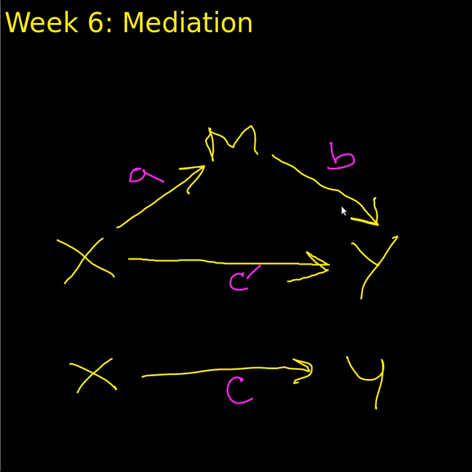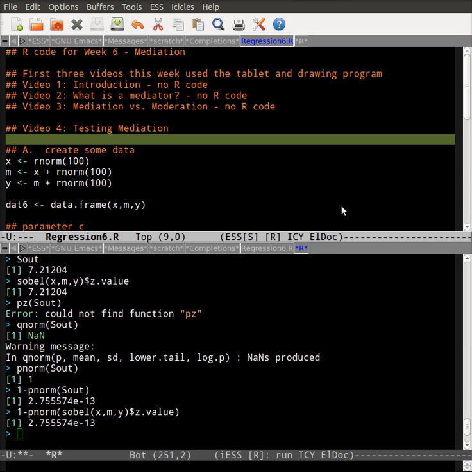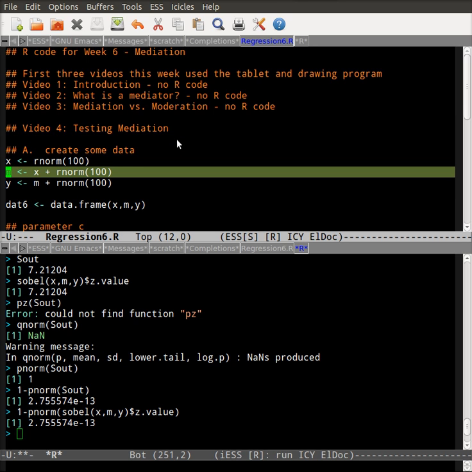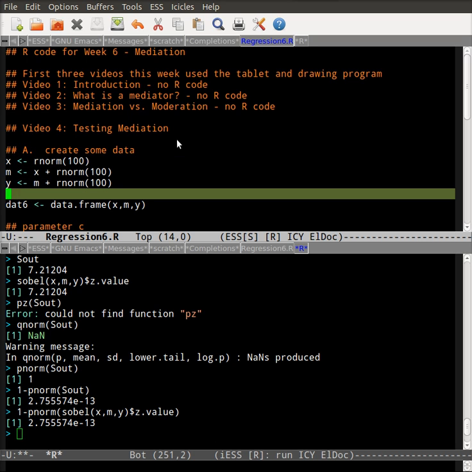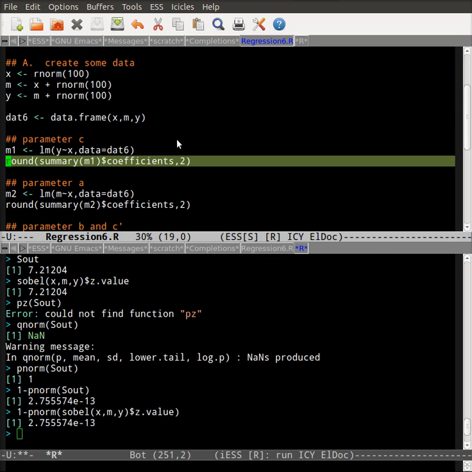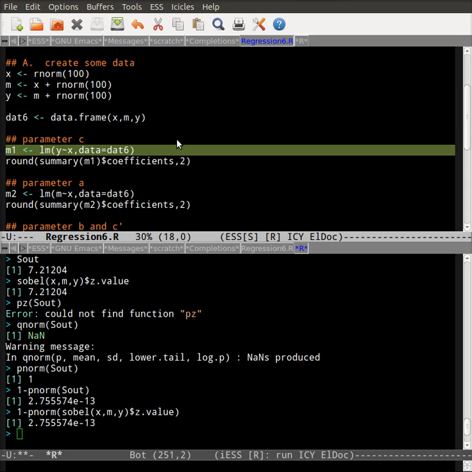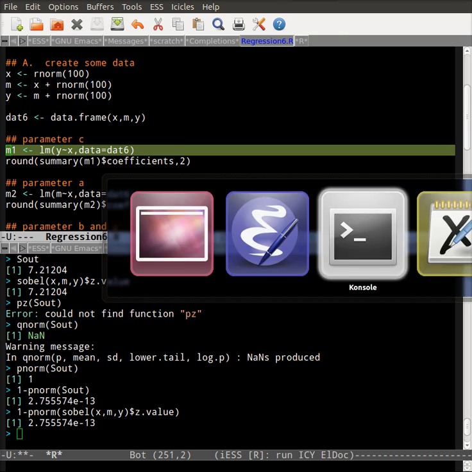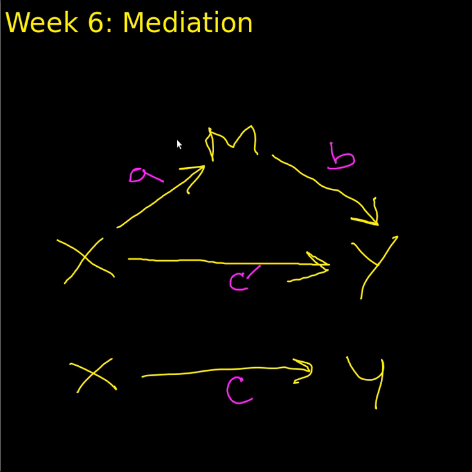So if I shift back to R, I'm going to show you step by step how to do that. But first I'm going to create some data. I'm going to create X, M, and Y, and that's what I've done here. The first thing I'm going to do is test for parameter C. Parameter C is the effect between X and Y omitting M.